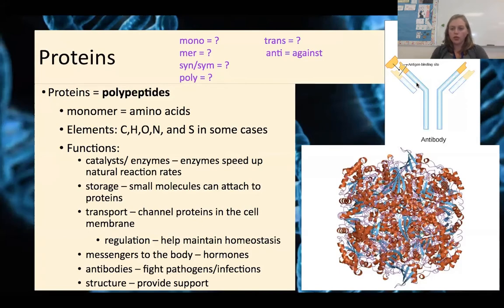And just before we move on, I will point out this is an example of an enzyme structure. This is Rubisco. It is the most common enzyme in the world, and it is used in plants for photosynthesis.